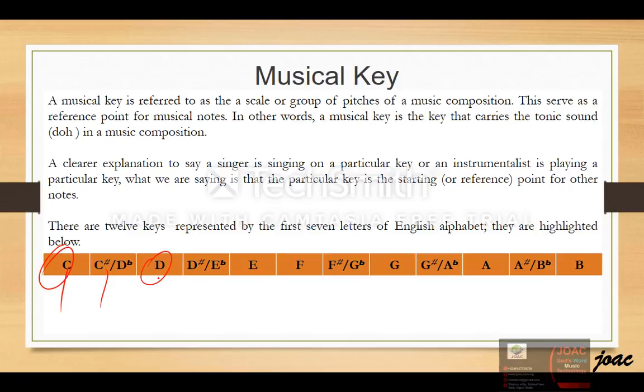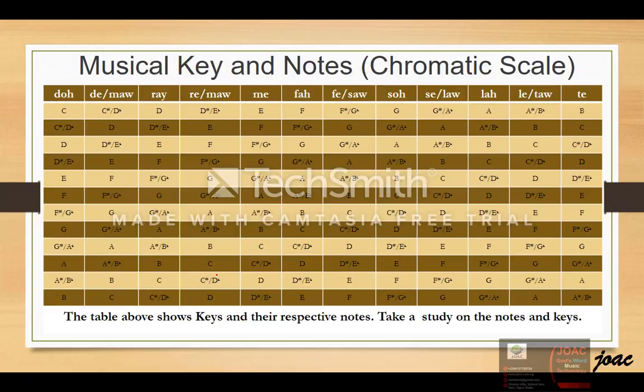The same thing goes for D flat and E flat. When you flatten E, you have E flat. When you sharpen D, you have D sharp. The same goes for the remaining notes. But mind you, don't forget there is no sharp for E and there is no flat for F. The same thing goes for C and B. There is no sharp for B, because when you raise B, you have the next natural note, which is the key of C. All right, let's proceed.